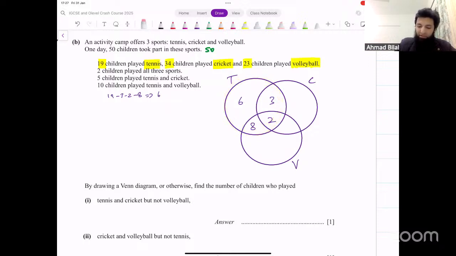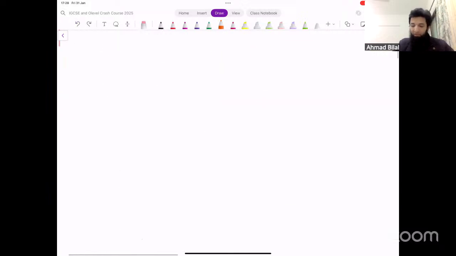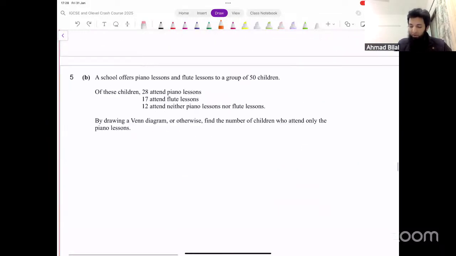Similarly, they have told us that the total number of students who play cricket is 34. So this circle should have a total of 34. But the problem is we have 2 regions that are left here. We can't find that yet, so skip this for now. Let's go to volleyball first. It's the same problem in volleyball: we have 23 children who played volleyball in total, but we have 2 regions that are left. We can't write that number yet. We will be able to write those numbers, but let's first look at what they're asking for.